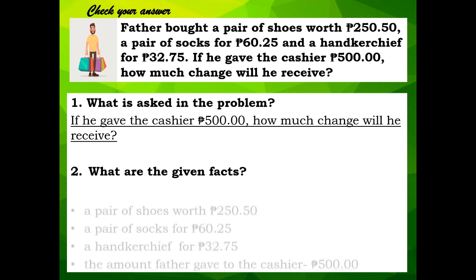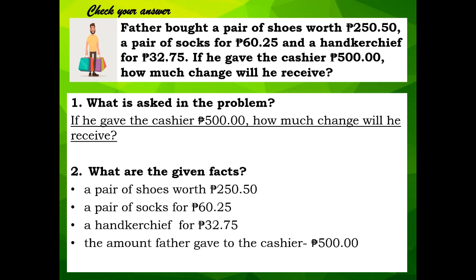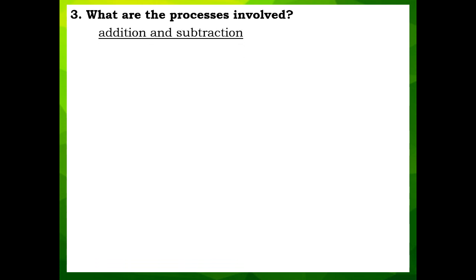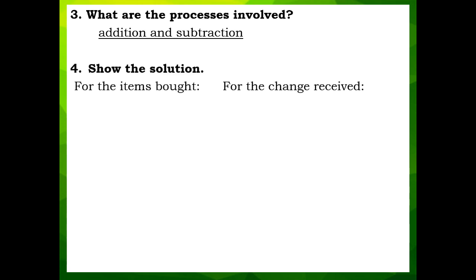The answers are, a pair of shoes worth 250 pesos and 50 centavos, a pair of socks for 60 pesos and 25 centavos, a handkerchief for 32 pesos and 75 centavos, and the amount father gave to the cashier, which is 500 pesos. For question number 3, what are the processes involved? Addition and subtraction. Now, for number 4, show your solution.